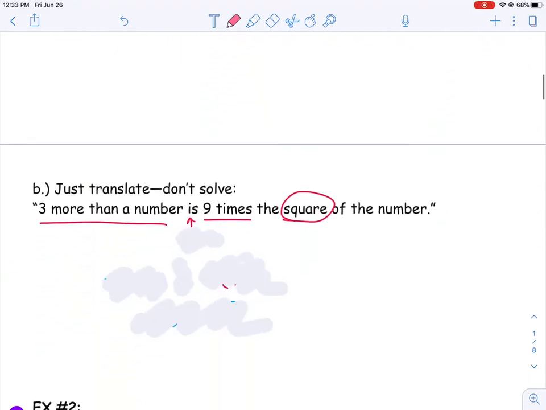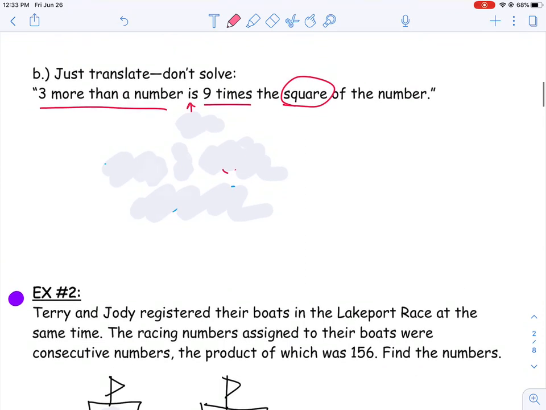All right, let's look at another one. This one says to just translate. So really the most important part is getting it set up. From there, we've practiced so much factoring and solving by factoring. Hopefully you got that part down. So here's the hardest part, really just taking these word problems and making them into an equation. So let's practice that on this one.